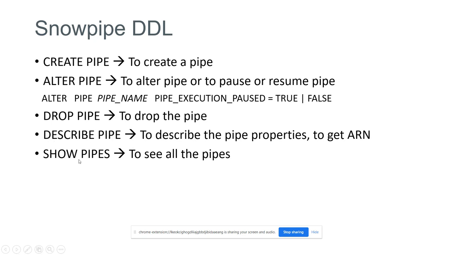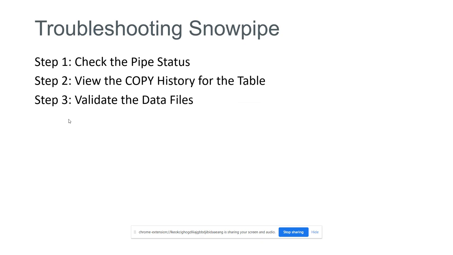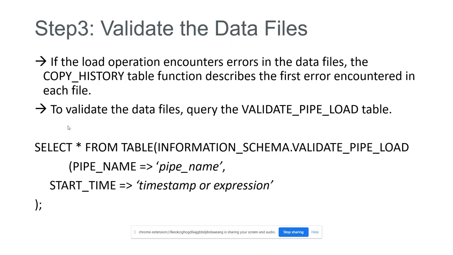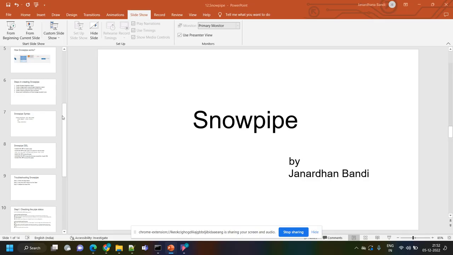And if I want to see all the pipes available in any database or schema, then I can simply run the command show pipes. It will display all the pipes available in our Snowflake account. The troubleshooting part I will explain in the next session. So now let's go to the practical session.